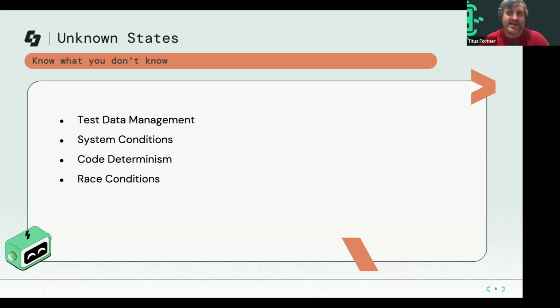And so you could have a false failure because two tests were trying to change the same object at the same time, and one of them won and one of them lost. It could also be system conditions. This is stuff like having cookies from the previous test still on the browser, or some system settings and cache.